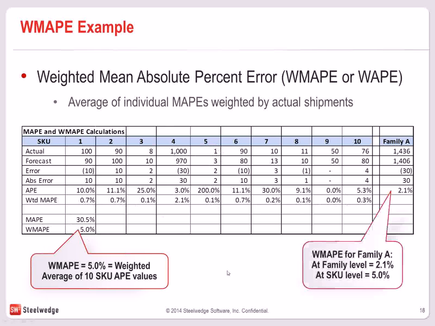Now, what would be the weighted MAPE for family A? Well, it's still going to be 2.1% because we still only have one item. So if we're weighting it, it doesn't change anything. So in a way, we know that for any one item, a weighted MAPE and a MAPE are going to be equal to each other.